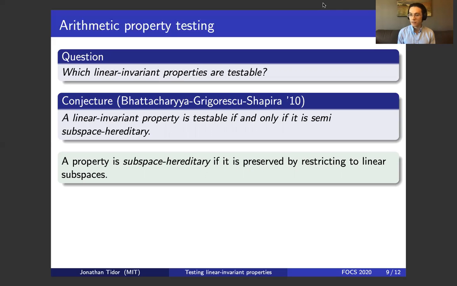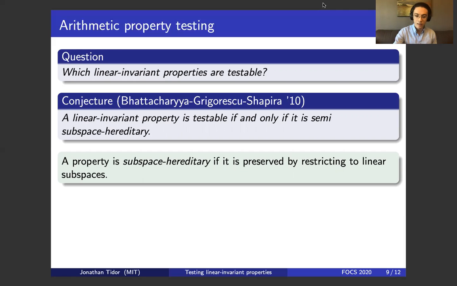So Bhattacharya, Grigorescu, and Shapiro show that the semi-subspace hereditary properties are the only properties which are testable. And there's been quite a lot of work in showing that different subspace hereditary properties end up being testable. Lots of different groups have shown different restricted but fairly broad classes of properties end up being testable. So before we jump into the previous work, I want to give you a couple examples of subspace hereditary properties, which are good mental models to keep in mind when thinking about these kinds of results.